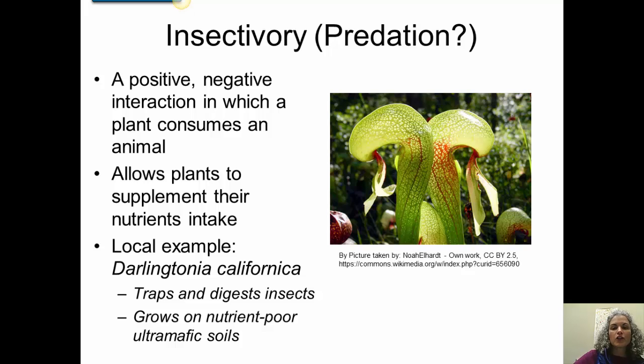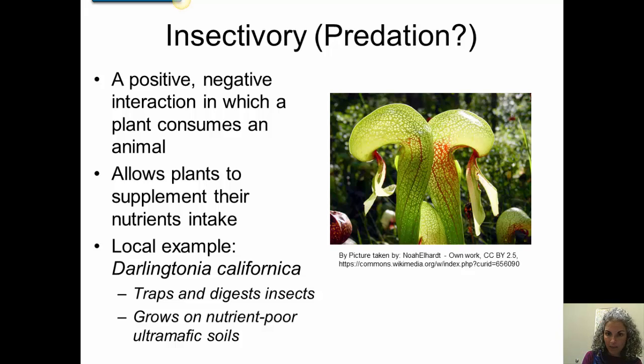The picture here shows two Darlingtonia leaves. These are pitcher-shaped leaves. That's where it gets its common name, the California pitcher plant. And those pitchers contain water and some digestive enzymes and a community of microorganisms and insects.